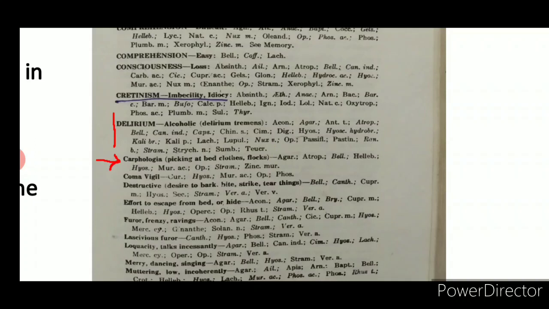You can see over here the delirium rubric, and the sub-rubrics for delirium are alcoholic, carphologia, etc., which are given in simple Roman letters in bold.